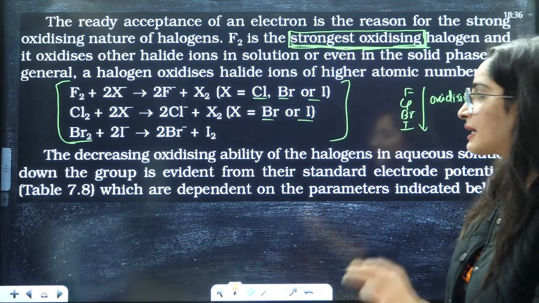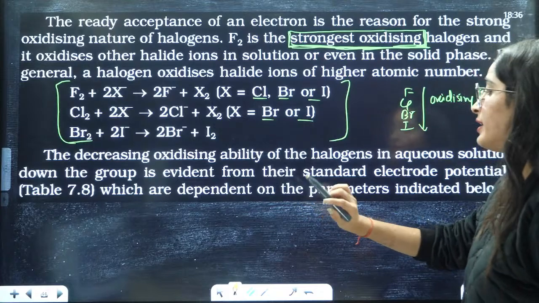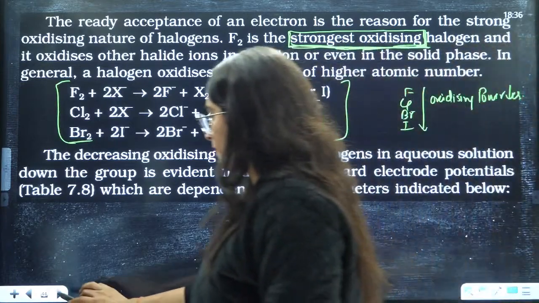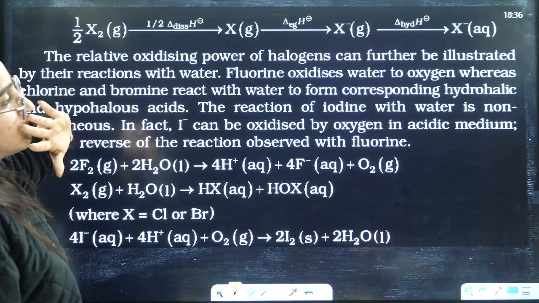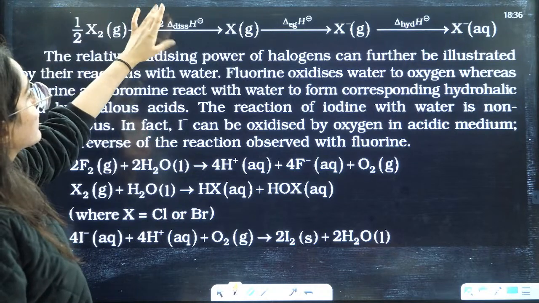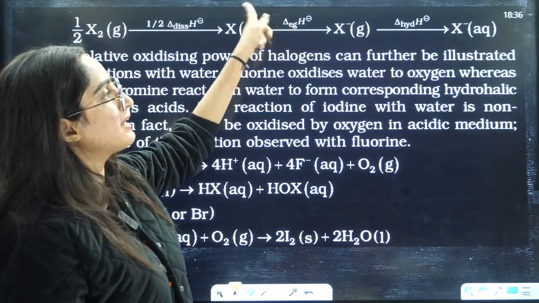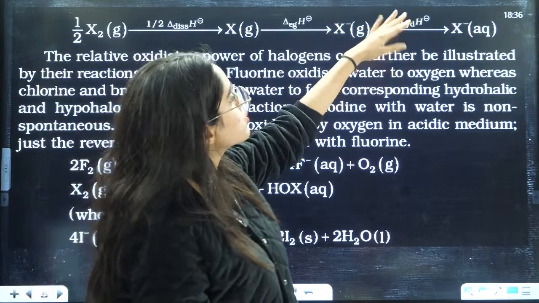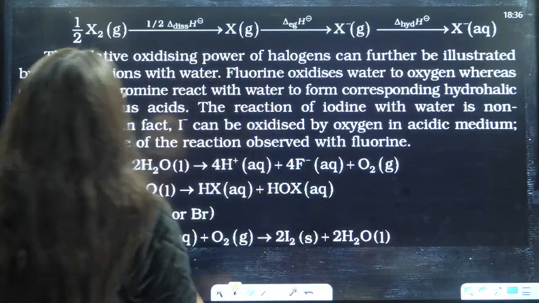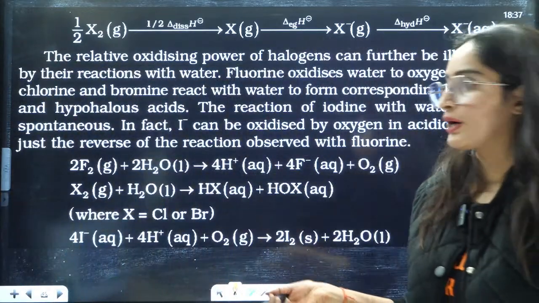Now, the decreasing oxidizing ability of the halogens in aqueous solution down the group is evident from their standard electrode potentials, which are dependent on the parameters indicated below, right? So they are basically telling how the oxidizing ability is decreasing. From X2, there is dissociation, that is the energy to break the X-X bond. Then it gains the electron to become X negative. Then it is in aqueous solution; this is hydration. This is a standard process to calculate the electrode potential, right?